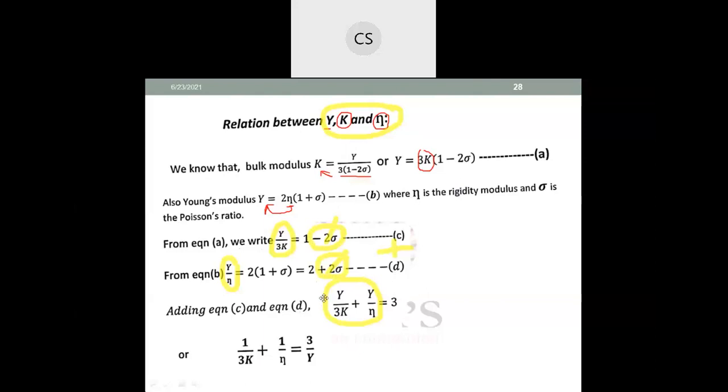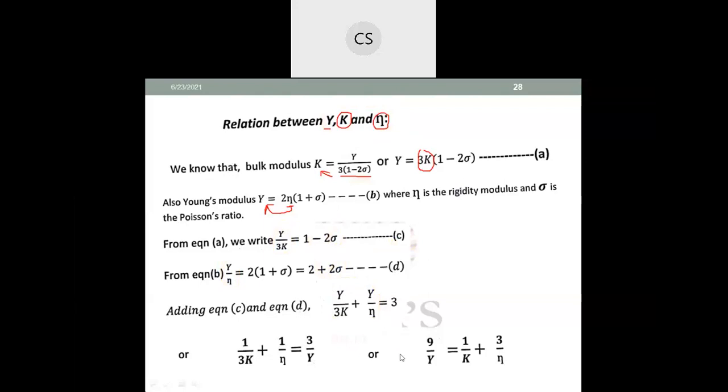Now Y is common in the numerator on the left hand side, so just divide by Y. You will get 1 by 3K plus 1 by eta is equal to 3 by Y. Is it okay? Okay, fine.